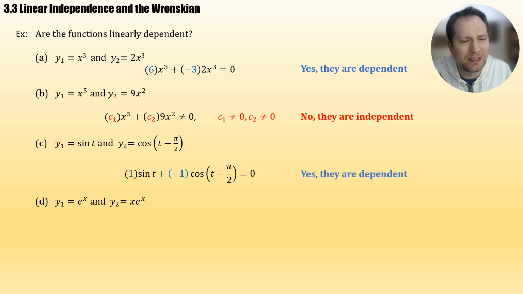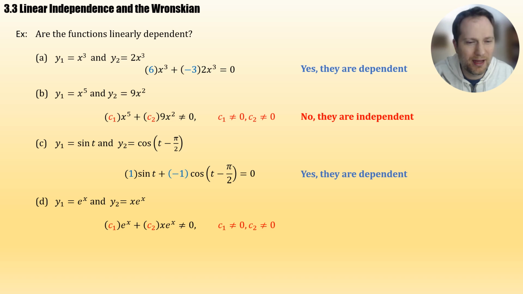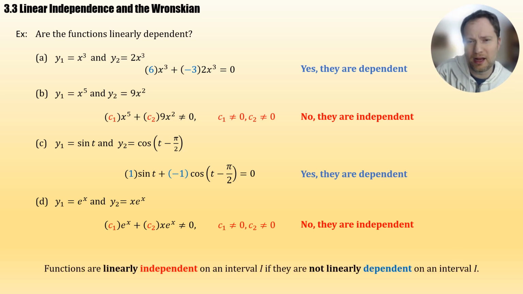And then what about the last one? Those two functions are linearly independent because, again, there's nothing that C1 and C2 can be, except for 0, that would make that linear combination come out to be 0. So those are independent. And you can see that what I mean by independence is really just the definition of dependence, but like not that, right? So if there's no such constants, then we just declare them to be independent.